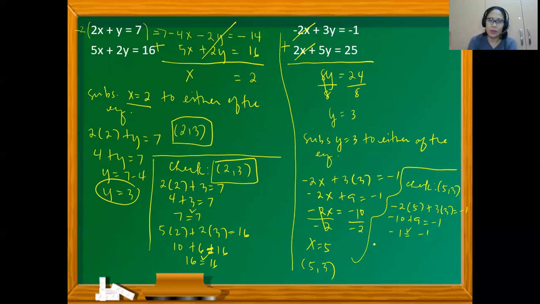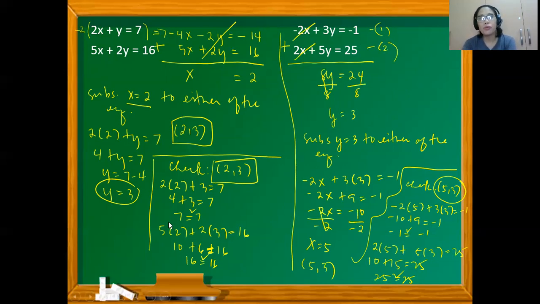And for the second equation, 2 times 5 plus 5 times 3 equals 25. So this is 10 plus 15 equals 25. So 25 equals 25. So this satisfies both equations here. So we can say that this is the solution for this consistent and independent system. So that's how we solve for the system using elimination.